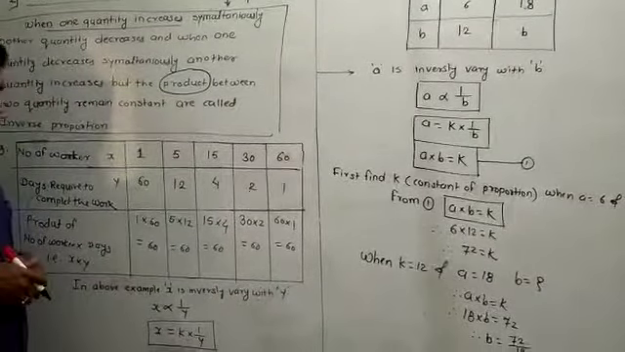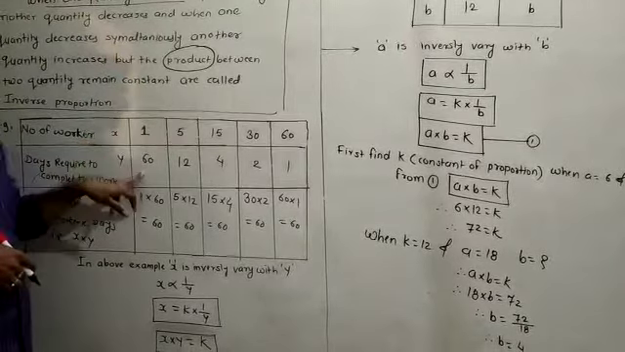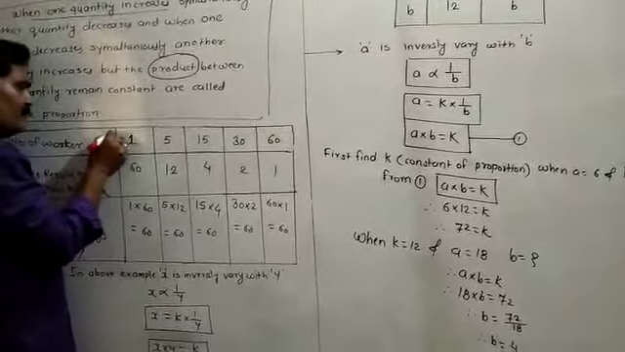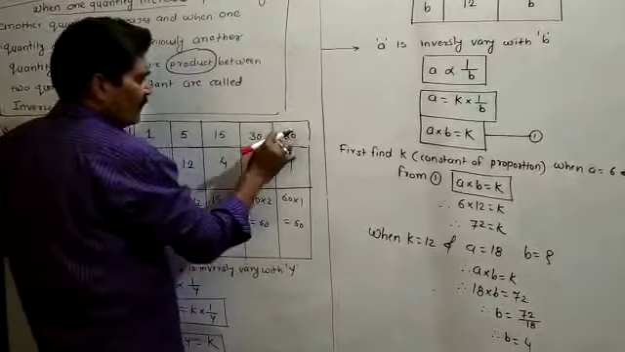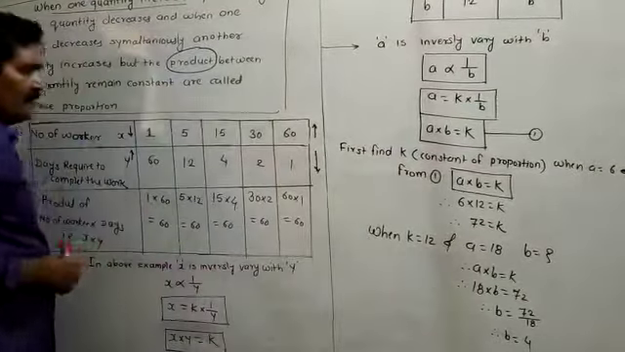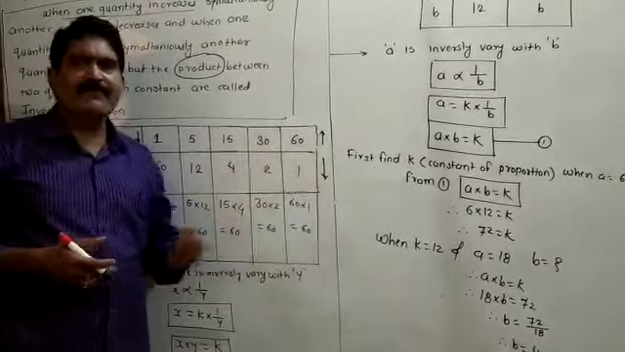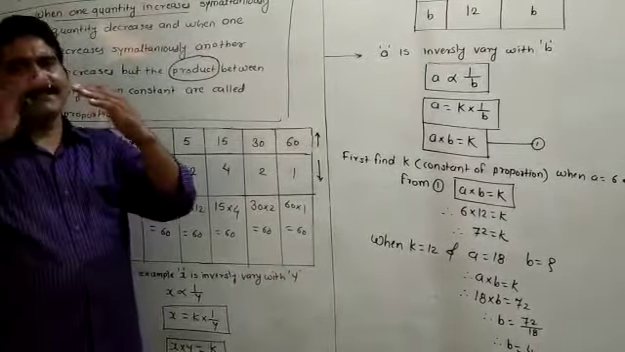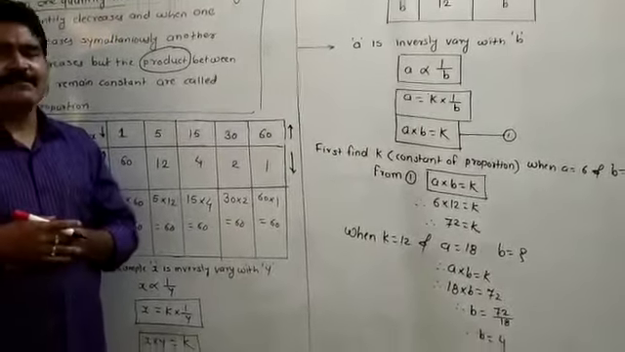If you observe, if the workers are fewer, the days required to complete the work are more. That means if this one decreases, this one increases. And if the number of workers is more, the days required to complete the work are less. If 60 workers are there, they will complete the work in only 1 day. So if one quantity increases, the other decreases, and if the other decreases, the first increases.